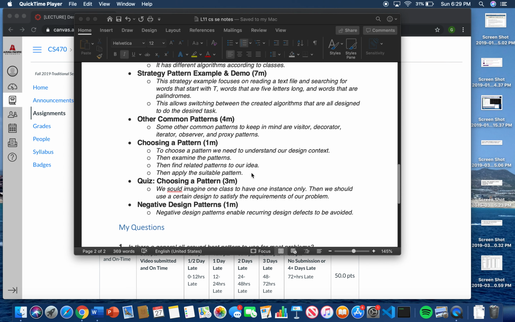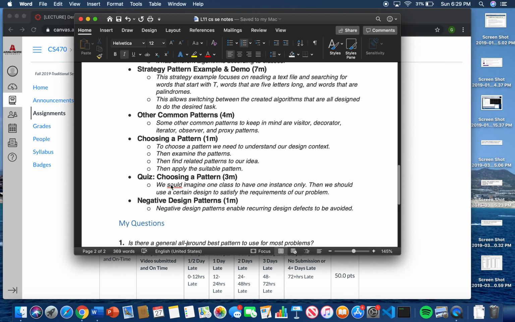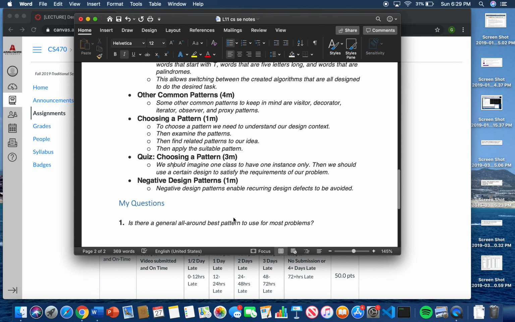The quiz that he showed us, of course there's a typo. We want to imagine having only one class for the instance, and we need to look into making it satisfy the requirements for our specific problem. And then the topic of negative design patterns, he stated that they enable recurring design defects to be avoided, so it just simply goes over the things that keep occurring that cause a defect.